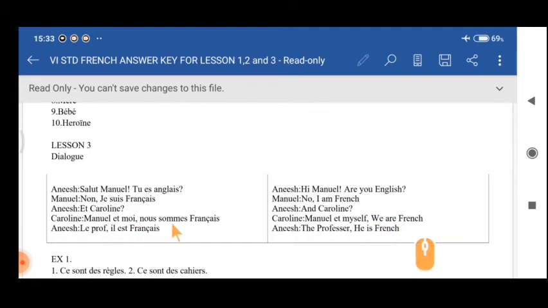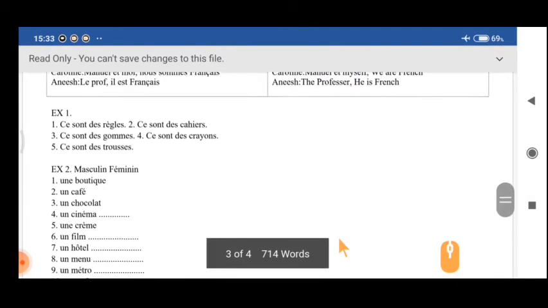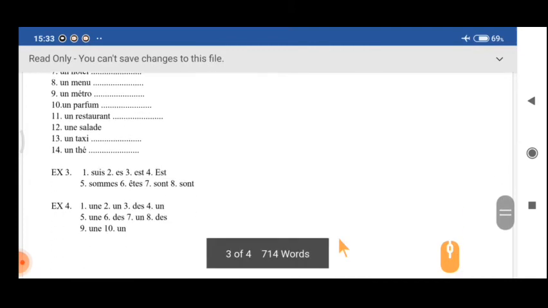Le prof, il est français. The professor, he is French. There is a small spelling mistake in professor, I guess. If so, just change it. Okay, so we are done with this translation.